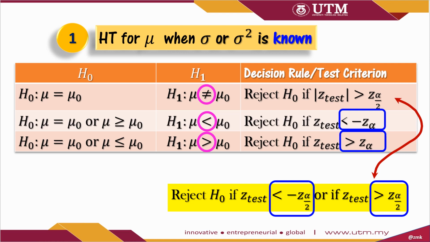Notice that both left and right-sided tests make use of the whole alpha, whereas for two-sided tests we use alpha over 2 on the left and alpha over 2 on the right.